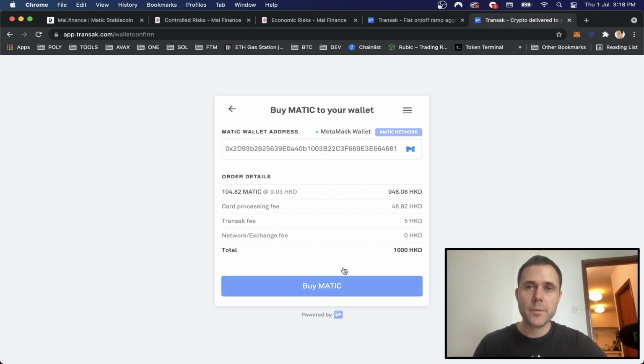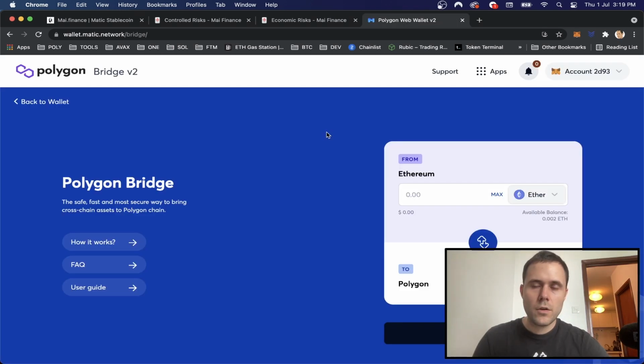Yeah, and then we can buy, and it will go straight to our wallet. So that's a really nice feature. Okay, so both of these methods are avoiding the Ethereum network. That is the aim of both these methods. That's why we are saving quite a lot in transaction fees, and that's why we are on Polygon in general.